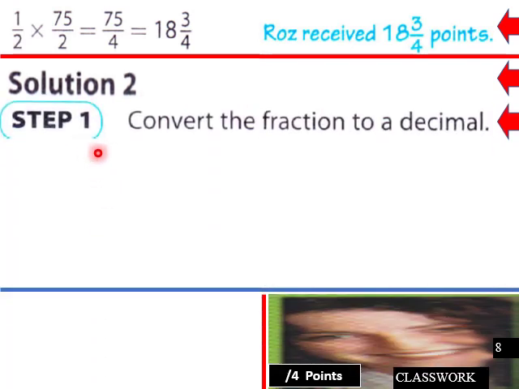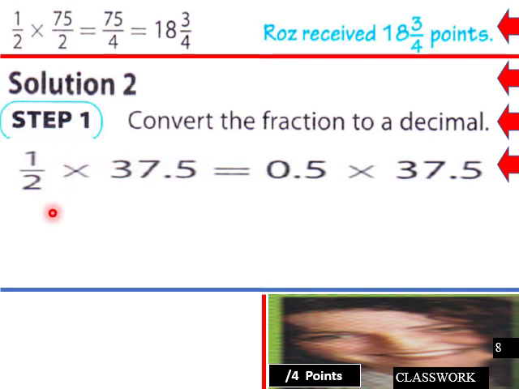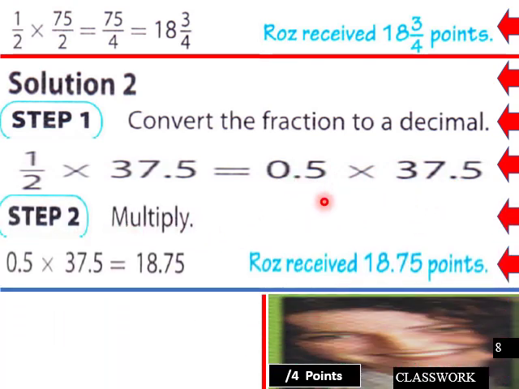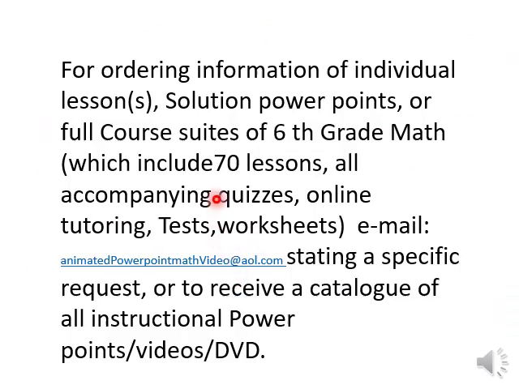Solution 2 will be convert the fraction to a decimal. So 1/2 times 37.5 would be 0.5 times 37.5. And then once we have two decimals, 0.5 times 37.5 would be 18.75. Roz received 18.75 points. So that'd be two different ways that you can either use fractions or the decimal method of solving that problem. And that is 5.5 Part 1, 6th grade math.